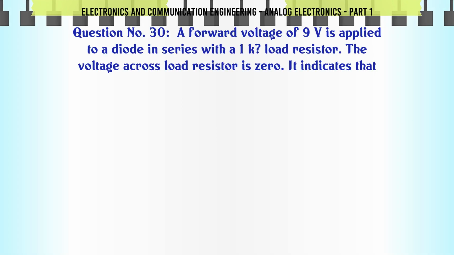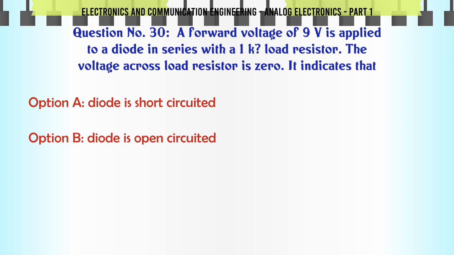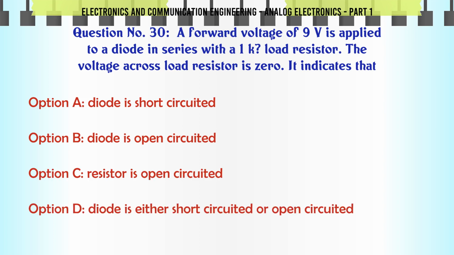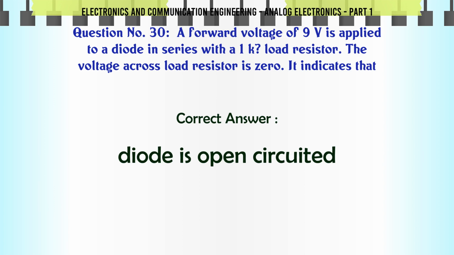A forward voltage of 9 V is applied to a diode in series with a 1K load resistor. The voltage across the load resistor is 0. It indicates that A. diode is short-circuited, B. diode is open-circuited, C. resistor is open-circuited, D. diode is either short-circuited or open-circuited. The correct answer is diode is open-circuited.